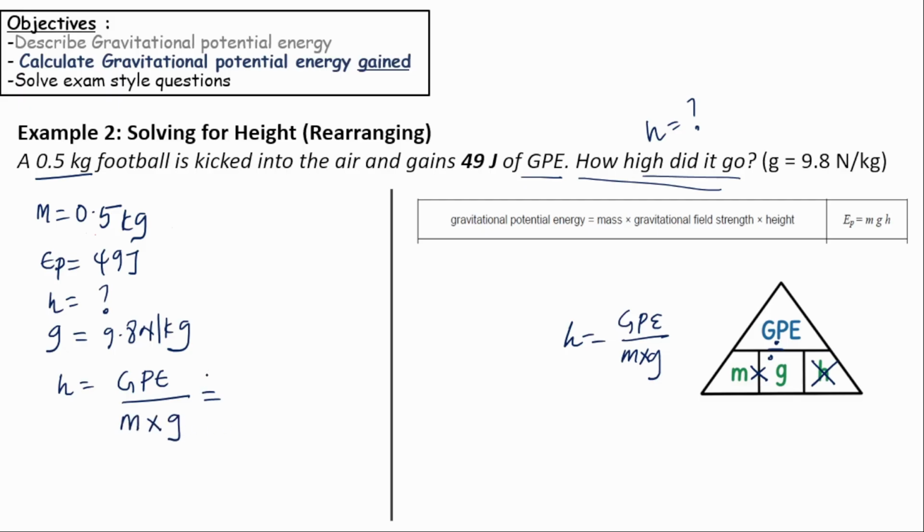Okay, that gives us 49 joules divided by 0.5 multiplied by 9.8. Okay, if we simplify this, 0.5 multiplied by 9.8, we get 49 divided by 4.9. And if we punch that in our calculator, we should get 10 meters.